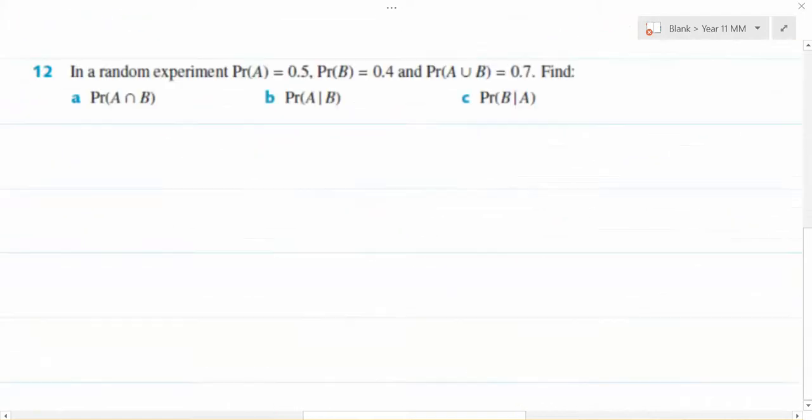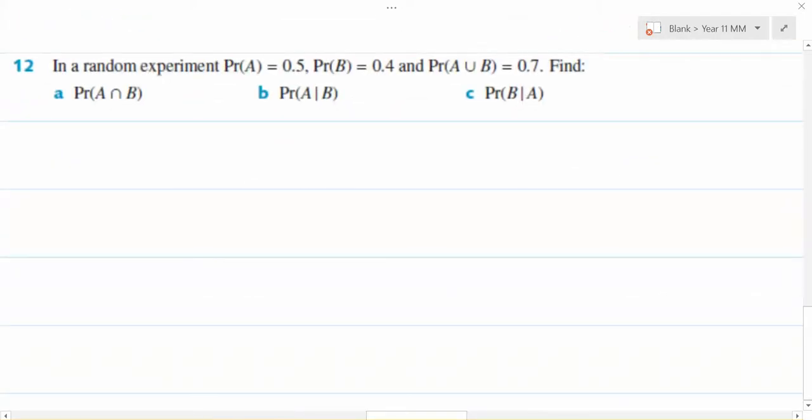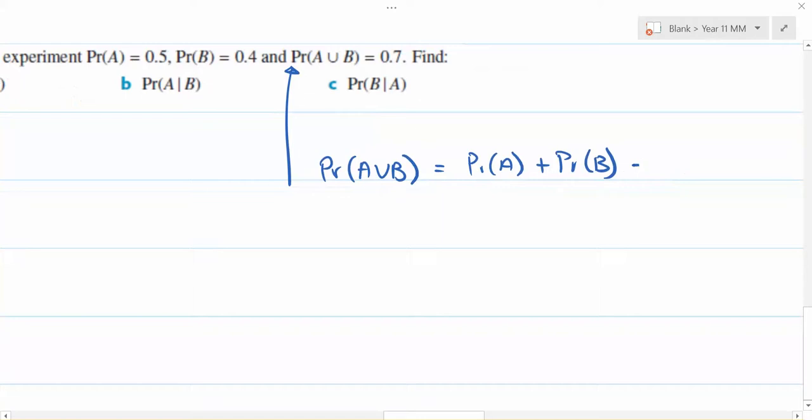So let's have a look at this one. Question 12. In a random experiment, probability of A is equal to 0.5. Probability of B is 0.4. And now, this is a bit trickier. You've got union: A union B is equal to 0.7. Now, you have to draw back on the first session on a Wednesday I taught you. I told you to copy this formula down. I said A union B was equal to chances of A plus chances of B minus the chances of A intersection B. So if you didn't copy it down that lesson, copy it down now.